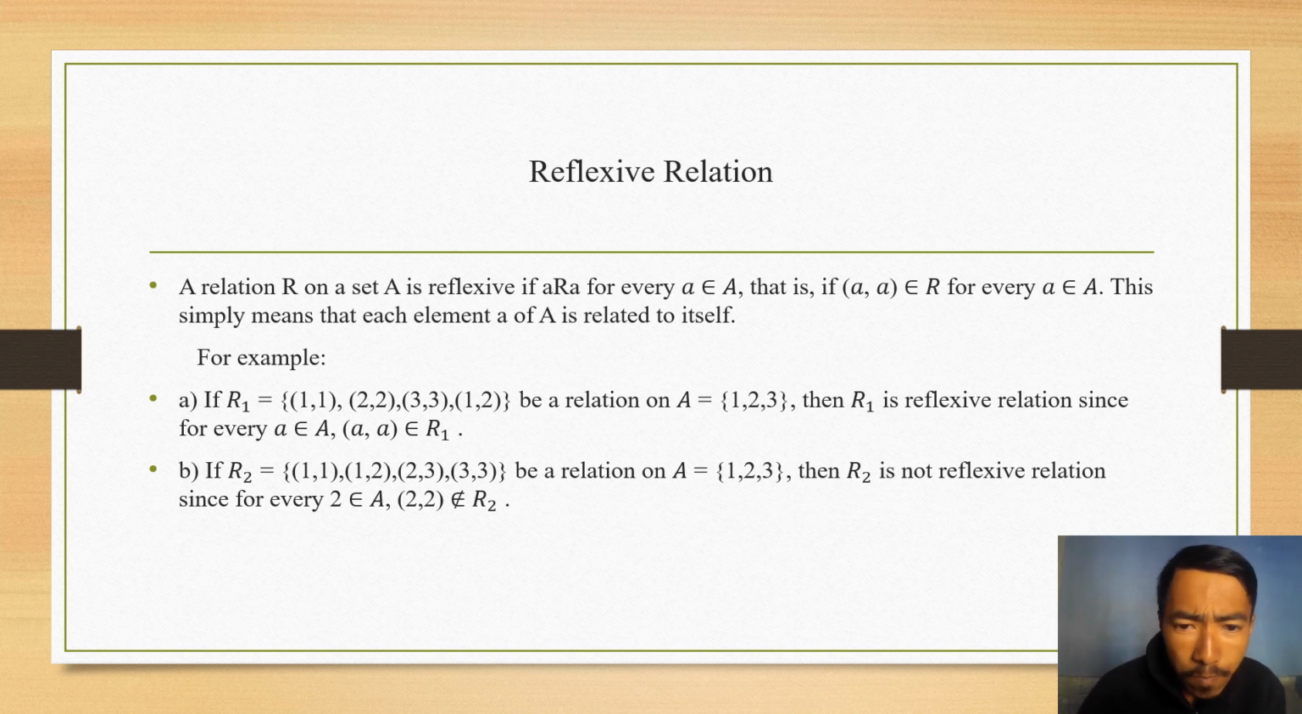Another relation R2 on the same A we can make as {(1,1), (1,2), (2,3), (3,3)}. Then R2 is not a reflexive relation, because 2 belongs to A but (2,2) does not belong to R2. That's why it is not a reflexive relation.